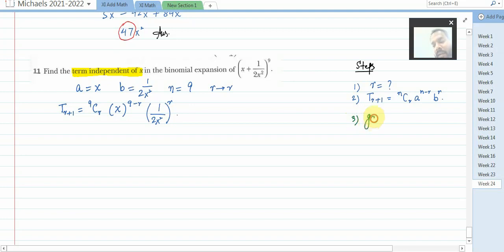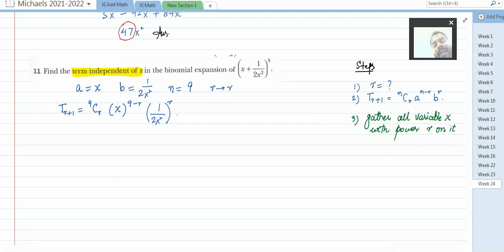Gather all variable x with power r on it. Alright. Now you need to gather all the x with the powers here.